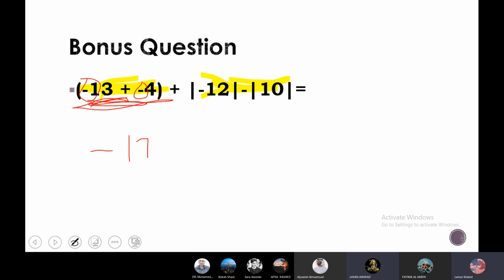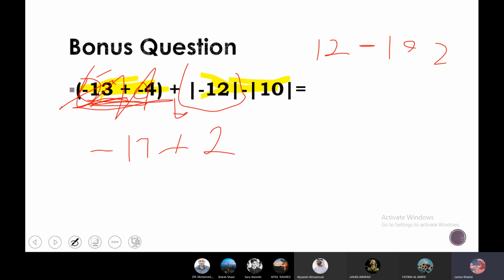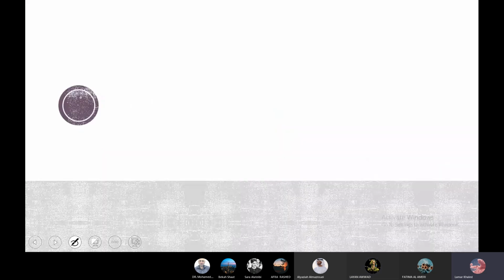Okay, so we have done this part. We're going to drop the plus sign. Here, the absolute value of negative 12 will be 12. So 12 minus 10 will be 2. So negative 17 plus 2 is negative 15. So the answer will be negative 15. Thank you very much, Leanne.